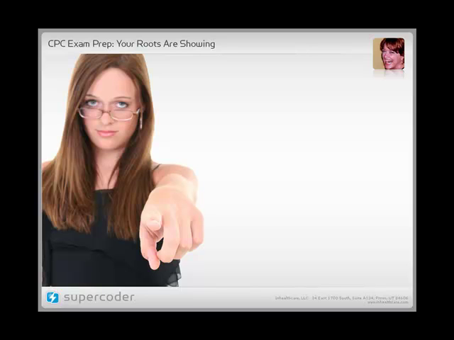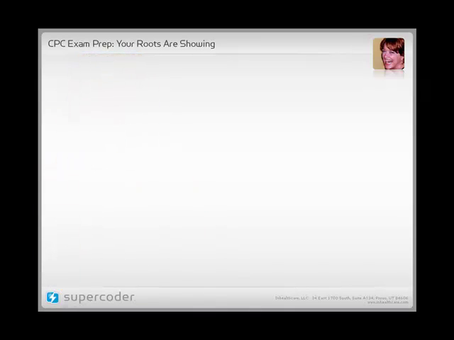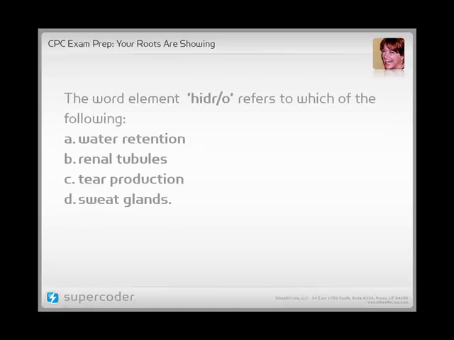But watch out. Even the short terminology exam questions that don't require you to code can be very tricky. Let's look at a sample question that's a real stumper. And let's look at how it's trying to trick us. Here's the question. The word element hydra refers to the following: A, water retention, B, renal tubules, C, tear production, or D, sweat glands. Do you know the answer?